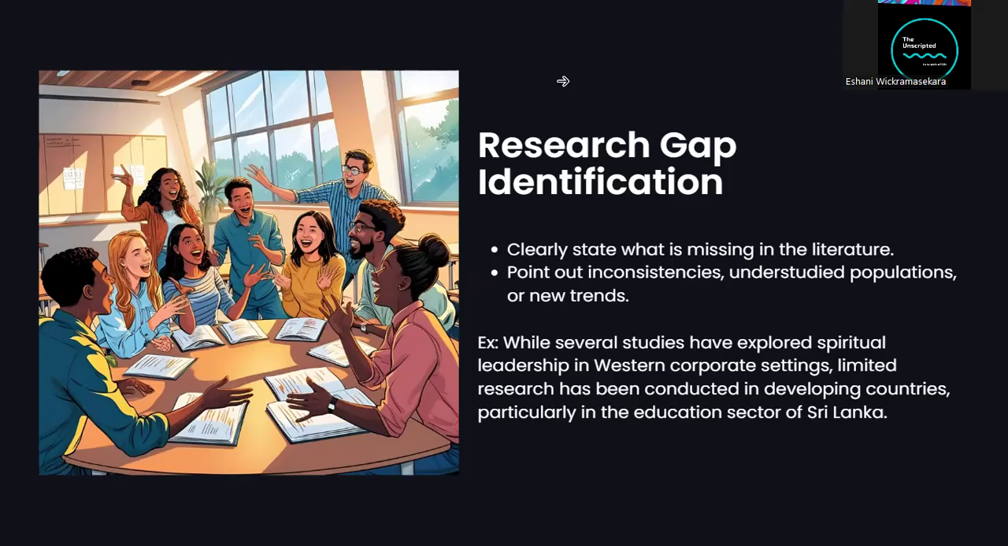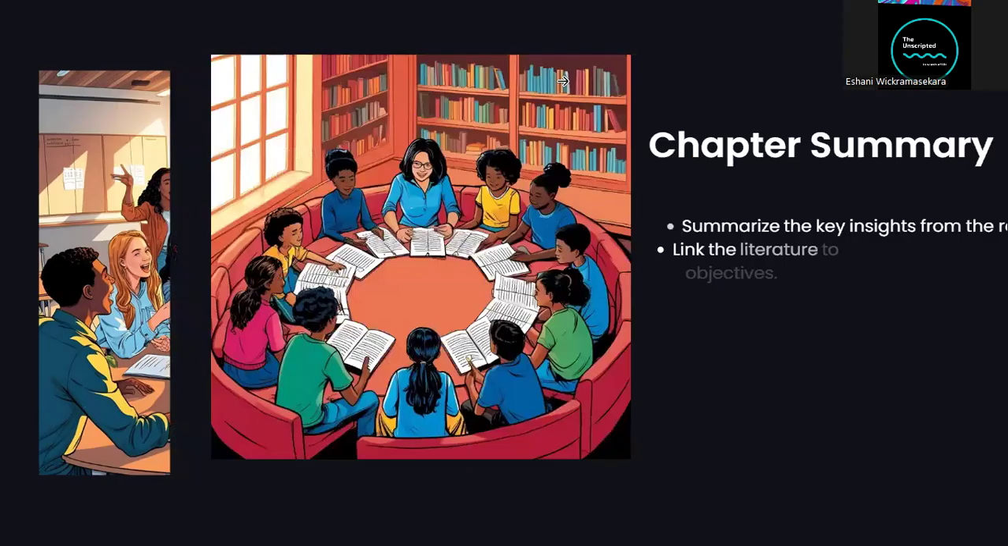And so one of the examples is, like I mentioned, several studies have explored this, but limited research has been conducted in terms of the developing countries, specifically in Sri Lanka. And if you're focusing on a particular industry, you can have a justification for it. So always you have to have that link to your gap throughout your literature review chapter, right?